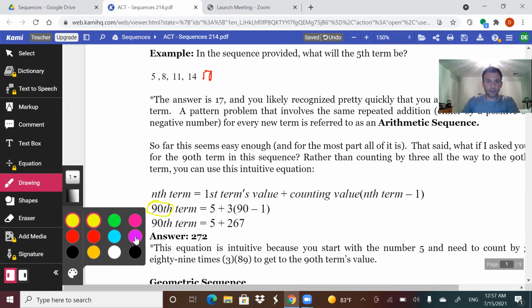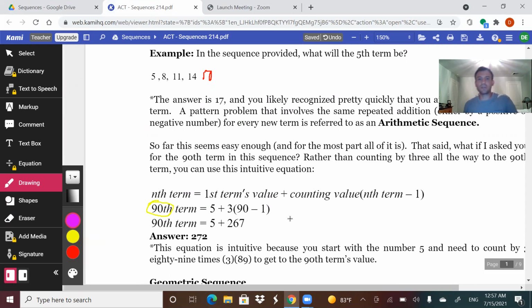Well, there's a formula for this, and your chances of needing to know it on the test are less than 50%, but you probably want to be safe. So the formula is fairly intuitive. The way it would work with this sequence is we take whatever the first term is, so 5, and then we add what we're counting by. We're counting by 3, and it's times whatever term we want minus 1. And that can get us any term in the sequence.